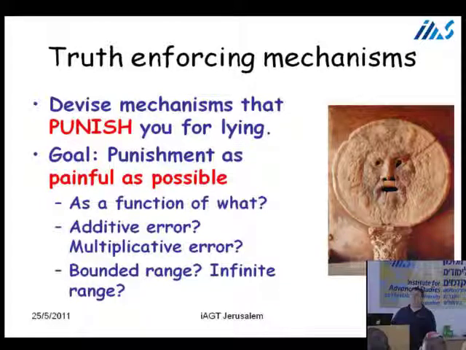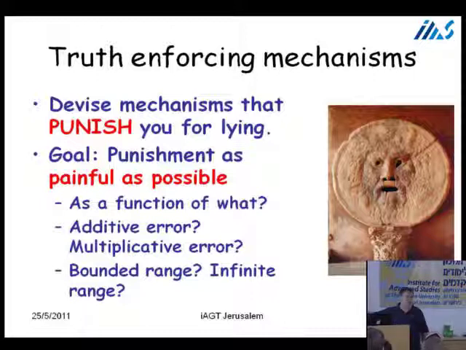That's a function of the utility you want to associate with a social choice function. It has to be a function of something. And then, what type of lie? Is it an additive lie? Is it a multiplicative lie? Is there some bounded range involved? Is it an infinite range? So these questions have to be answered, and you can try to optimize for these different criteria.